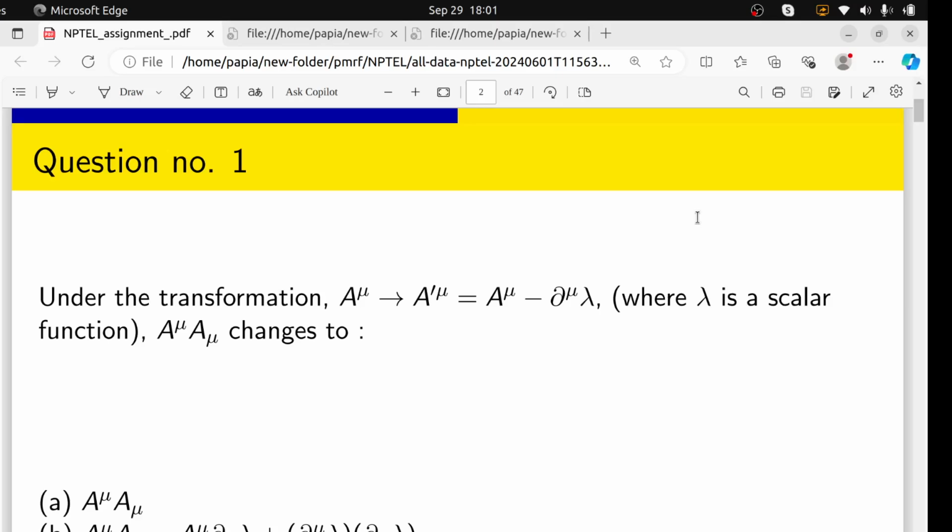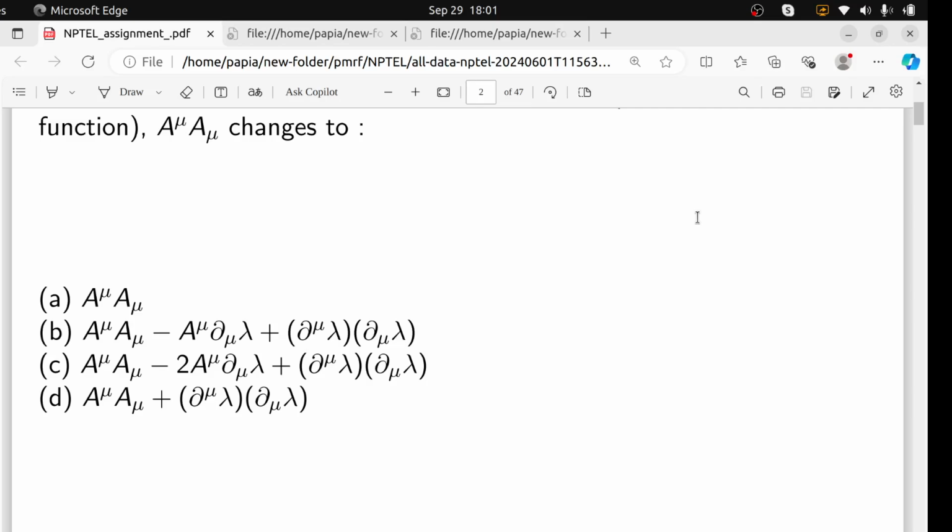Under the transformation, A mu goes to A mu prime equals A mu plus del mu lambda, where lambda is a scalar function. I hope you can see the screen, right? Yes, ma'am. Okay, fine. So under the transformation, A mu prime equals A mu minus del mu lambda. A mu changes to which? This is the first question, and there are four options, and we have to choose which one is the correct option.